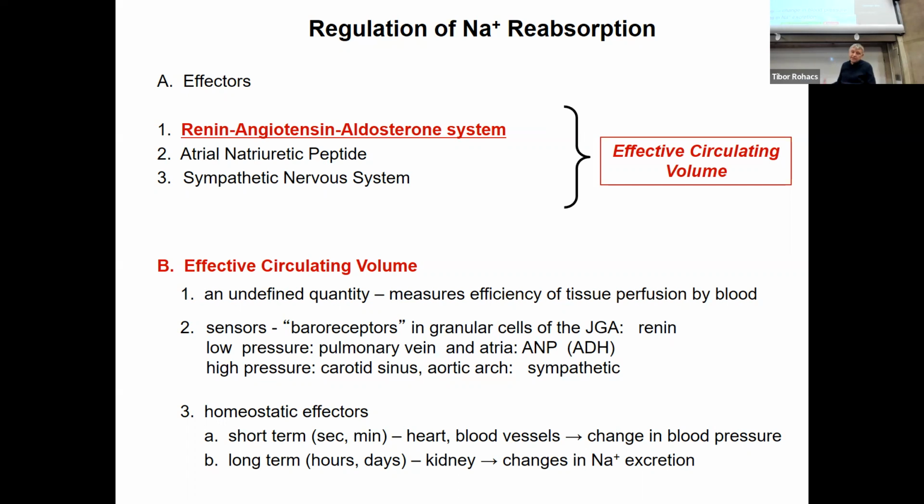And the homeostatic effectors, short term, are your heart and blood vessels. You had this from cardiovascular. If you lie down and stand up quickly, your blood pressure drops, but the counter-regulatory mechanisms quickly make your heartbeat faster and your vessels constrict. But the long-term regulator really is the kidney, which will determine in the long run how much volume you have by regulating changes in sodium excretion.